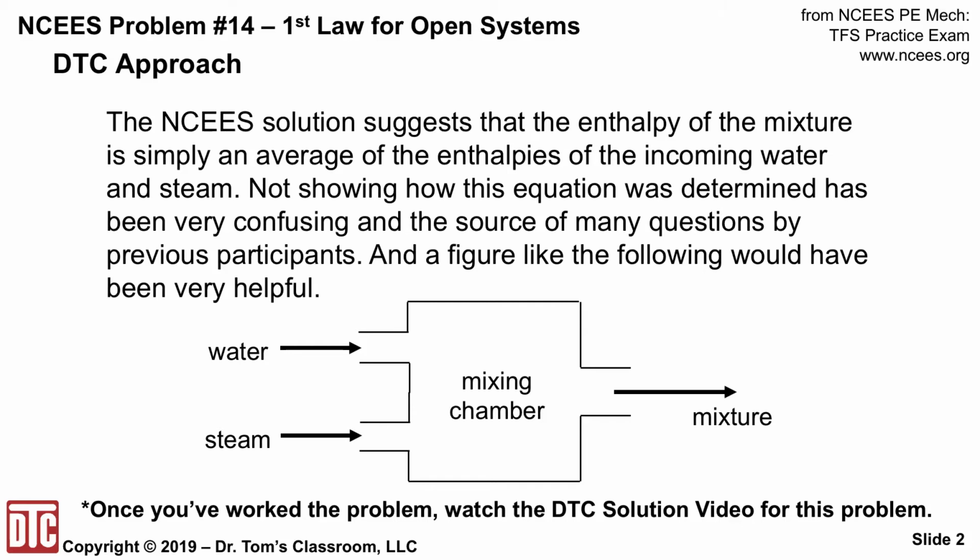Okay, the NCEES solution suggests that the enthalpy of the mixture is simply an average of the enthalpies of the incoming water and steam. Not showing how this equation was determined has been very confusing. People ask why it is an average. A figure like the following would have been helpful, where you see water and steam coming into the mixing chamber and a mixture going out.